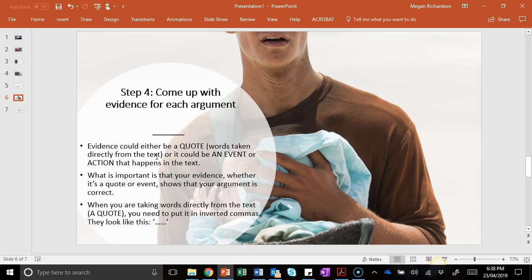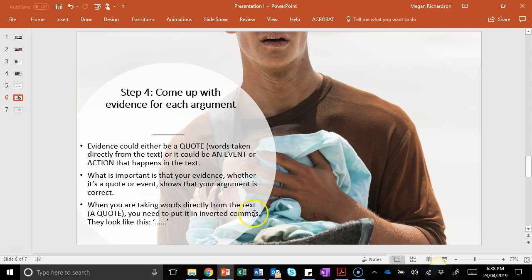Or it could be an event or action that happens in the text that proves your point. What is important is that your evidence, whether that is a quote or an event, shows that your argument is correct. So you can't just use anything in the book. You have to use something that proves your point. So, for instance, proves my point that sameness takes away beautiful things from the world. My quote or my event in the text has to actually prove that that is the case.